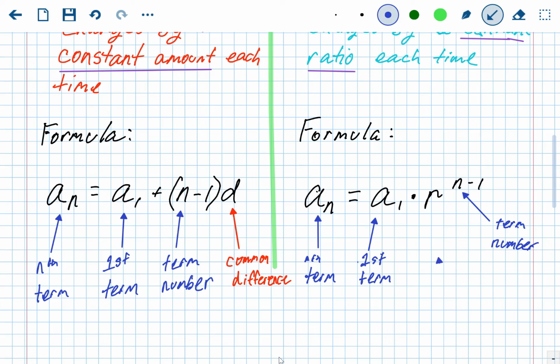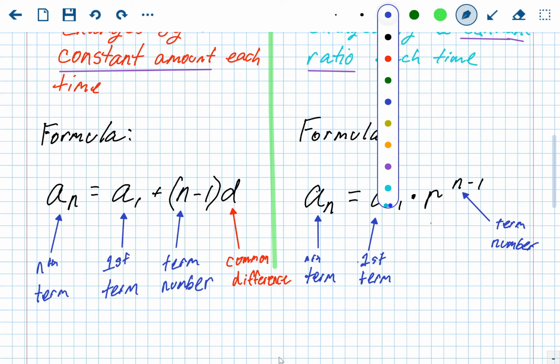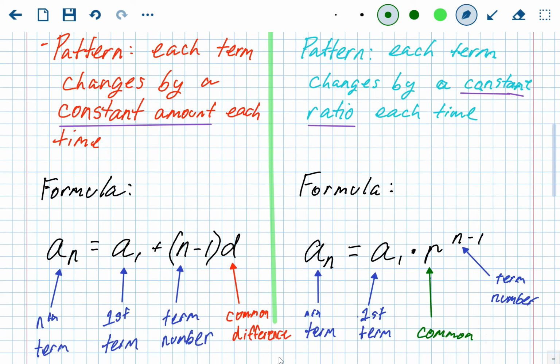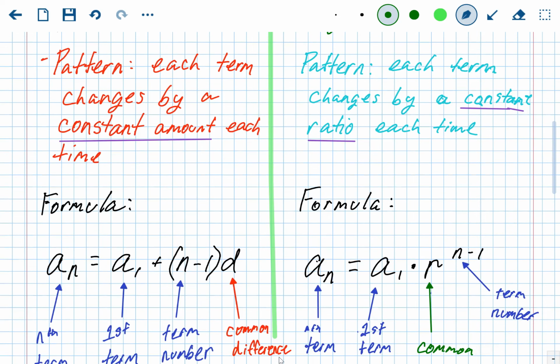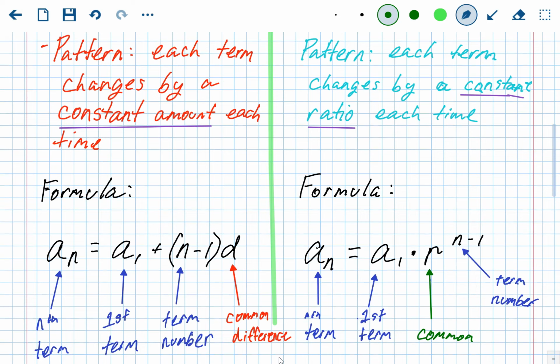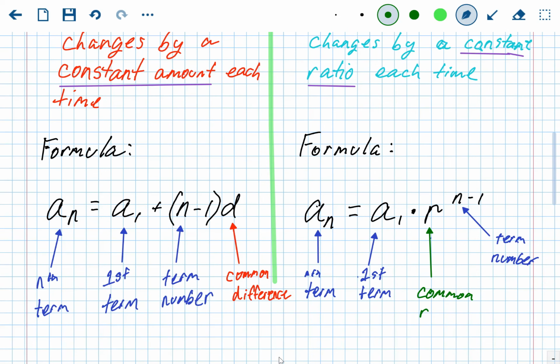Notice that the arithmetic sequence has a d. The geometric sequence does not. The geometric sequence has an r. So as you probably guessed, the r is your common ratio. Again, that's the only difference between the pattern in an arithmetic and a geometric. The pattern was a constant amount, a common difference, for arithmetic. And the difference in geometric was a constant ratio, or what we call the common ratio. This is going to be the number that you're multiplying by to get to the next term. Okay, that's going to be your common ratio.